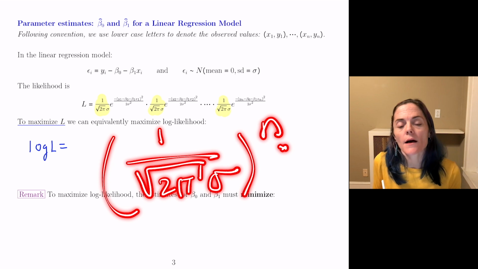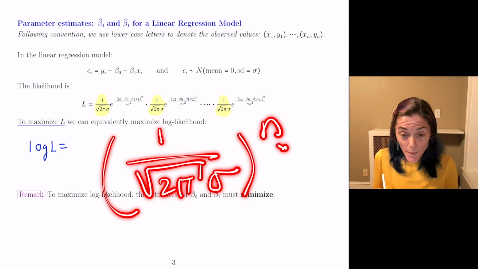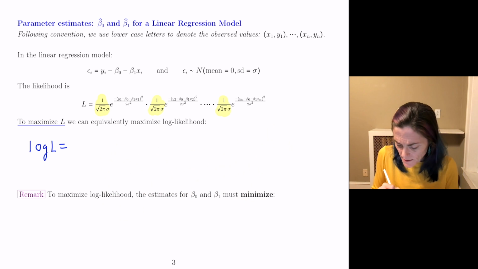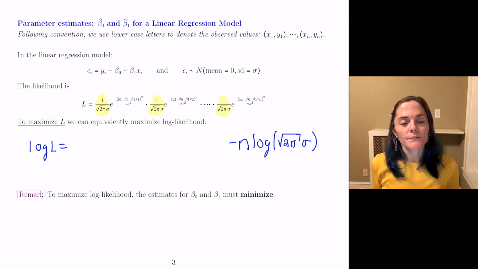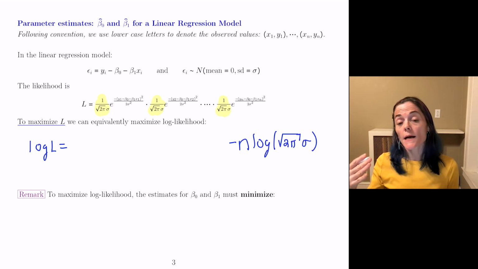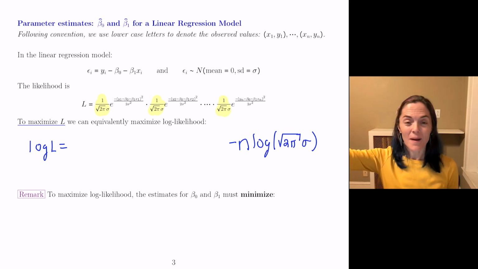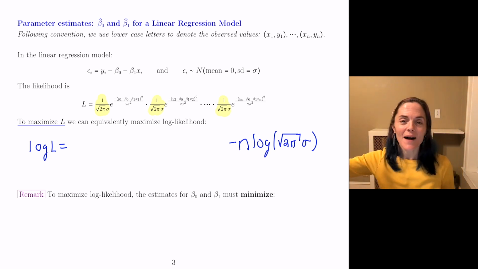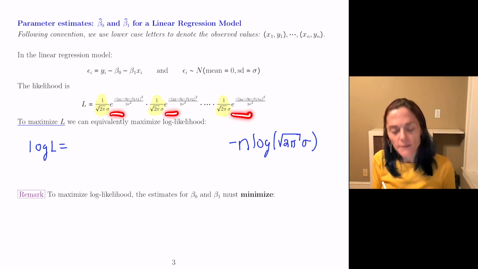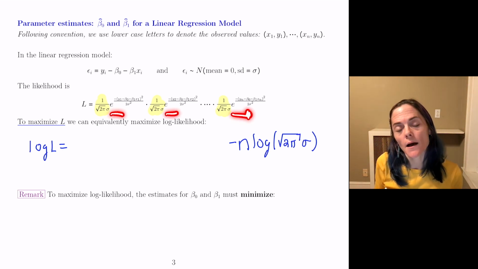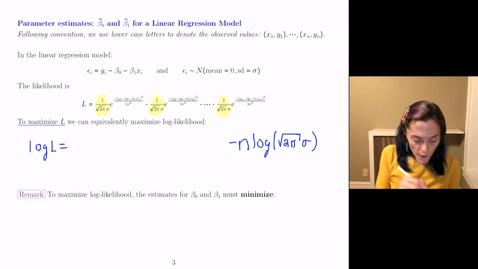When I take the log of L, this will be minus n log of the square root 2 pi times sigma. Now, what about the other term? So now I have products of n e to a powers. ln of e to a power is what's up in the exponent. Moreover, the product inside of a log will turn into a sum. So altogether, here's what we are going to have.